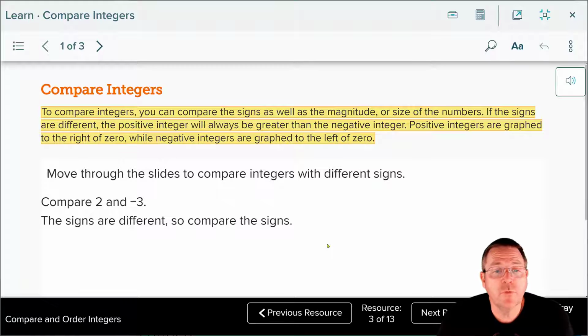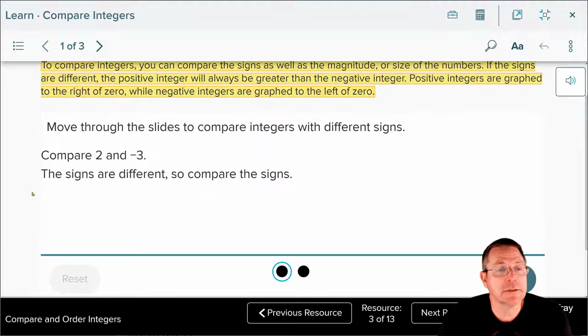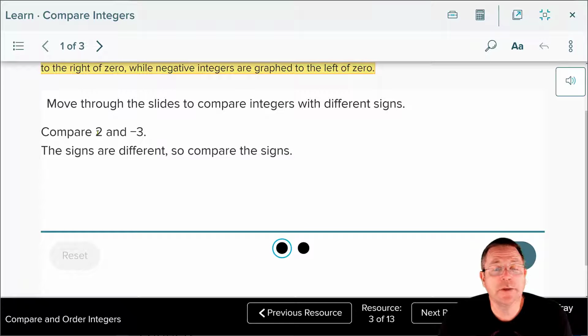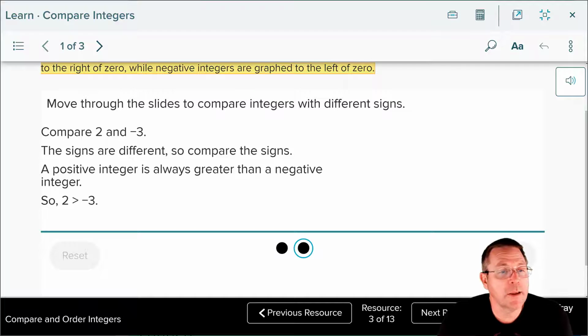Then we're going to move through the slides to compare integers with different signs. So we're going to compare +2 and -3. As we go through the slides, we're going to see that the signs are different. So compare the signs. The positive integer is always going to be greater than the negative integer. Therefore, 2 is going to be greater than -3.